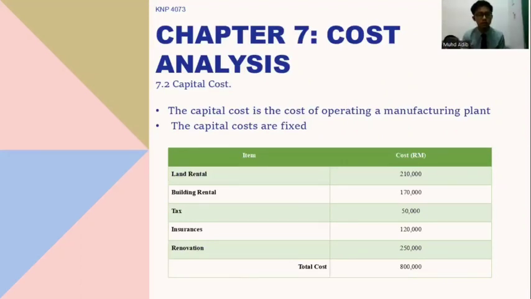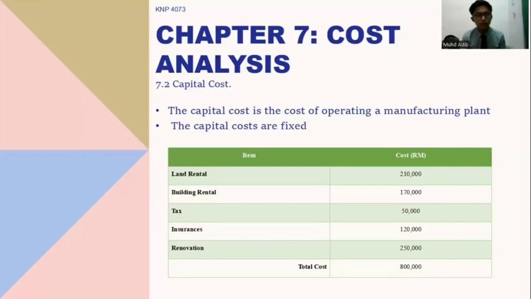Today I would like to present to you regarding chapter 7, which is the cost analysis. What you need to know is about the capital cost. The capital cost is the cost of operating a manufacturing plant, and you should know that capital costs are fixed, which means it is the cost that you invest in order to build up or set up any kind of business or any kind of manufacturing.